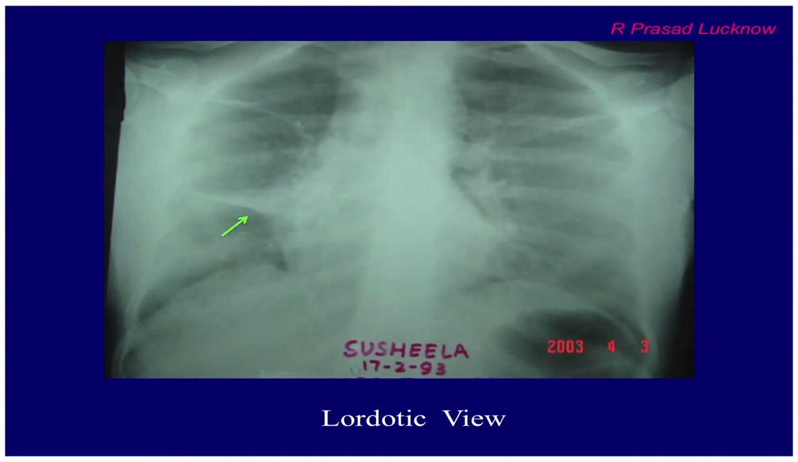If there is a middle lobe collapse, it neither on the PA view nor in the lateral view will cast a shadow, but in lordotic view you typically get a triangular opacity in the right paracardiac area. So, this was diagnosed as a middle lobe collapse.